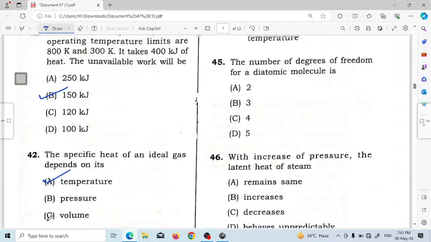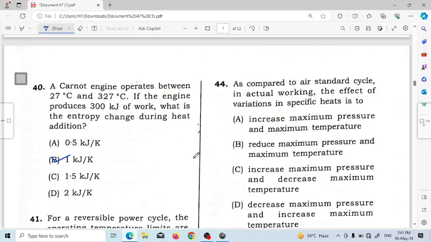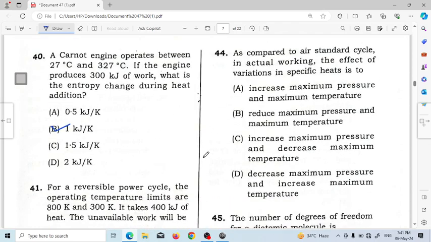Next, question number 44. Compared to an air standard cycle, in actual working the effect of variation in specific heat is to reduce maximum pressure and maximum temperature. Option B is the correct answer.